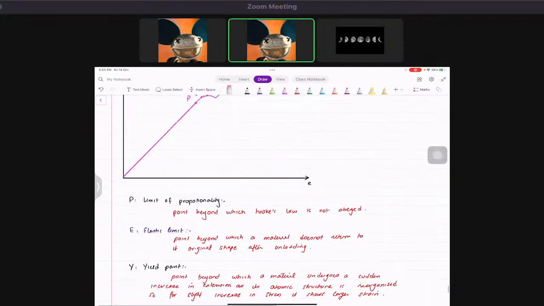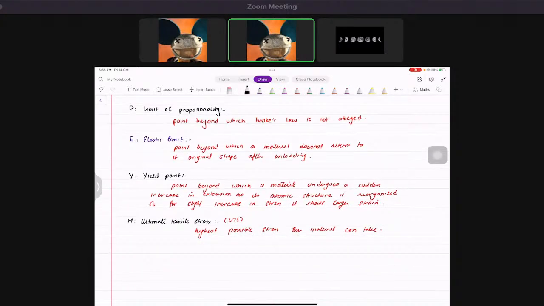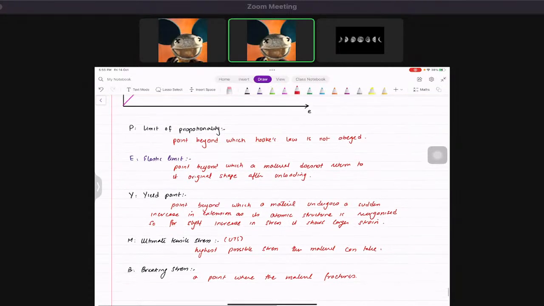And now the last point is B, and B is basically the breaking stress, and breaking stress is a point where the material fractures, so it just snaps. Okay, it breaks from the weakest point. That's how it's done. So you can write this down, Varisha, and then you've drawn the graph as well. Yeah. Okay.